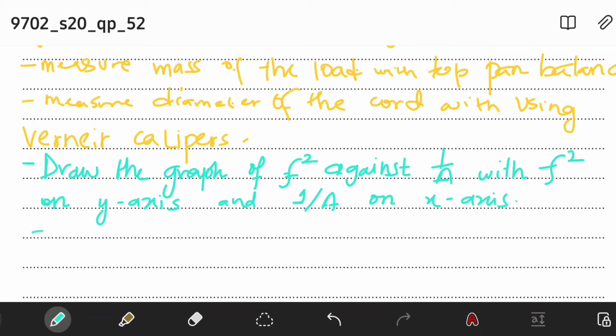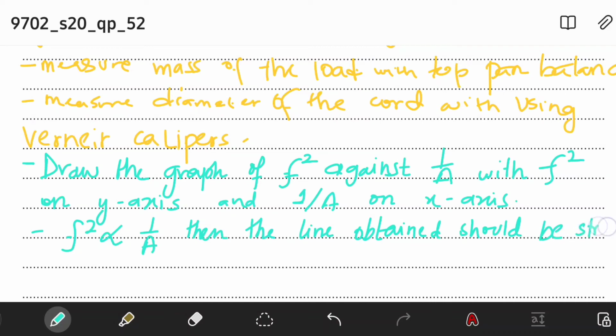Now how do we know that the graph we drew, or the result anyone has gotten from the graph, is right or wrong? Since we know that F square is directly proportional to 1 over A, the line of the graph obtained should be straight and passing through the origin.